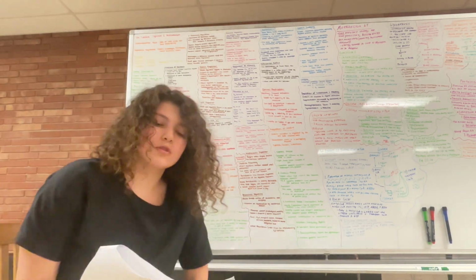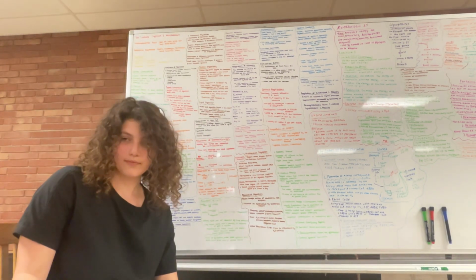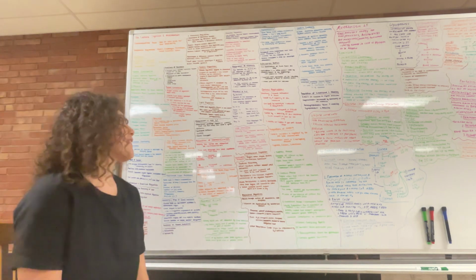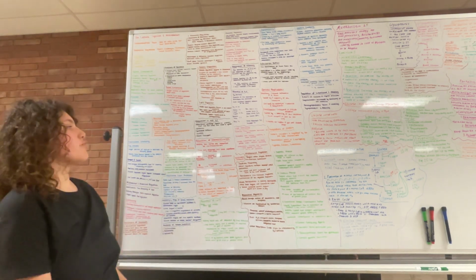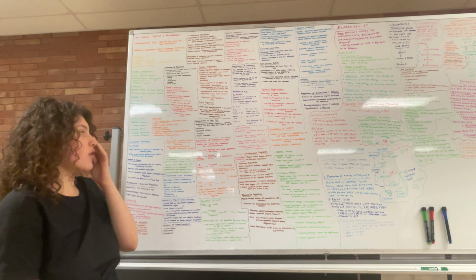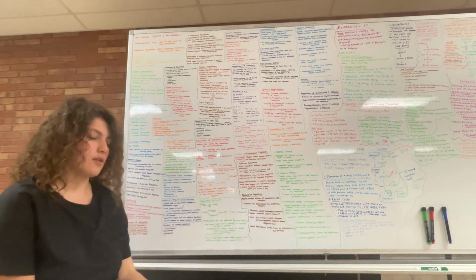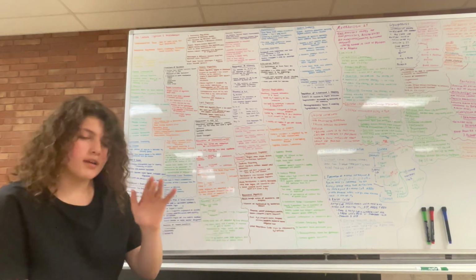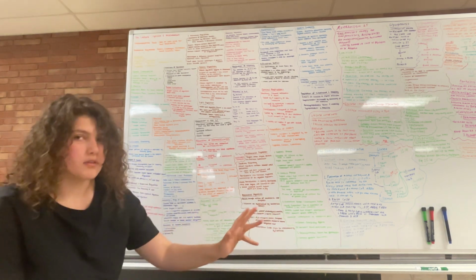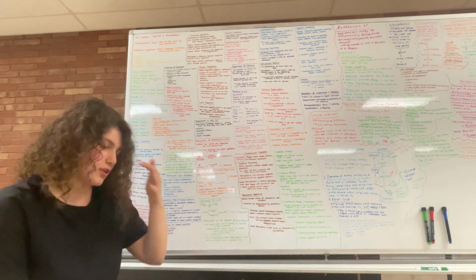So absorption in the small intestine occurs. Absorption is the passage of digestive products from the GI tract into the blood and lymph. That's basically what it means. So it's absorbing nutrients into the blood and lymph so they can be taken to all the little body cells that need them.